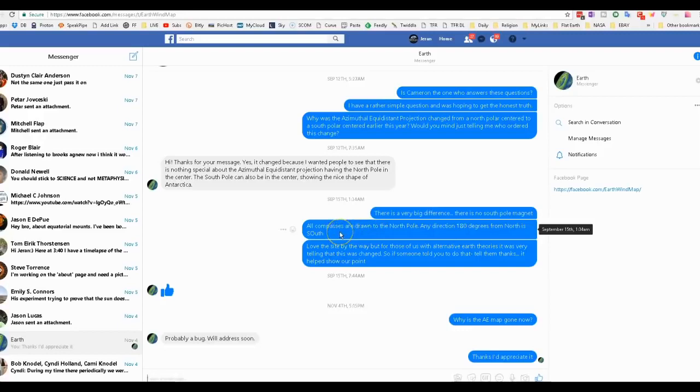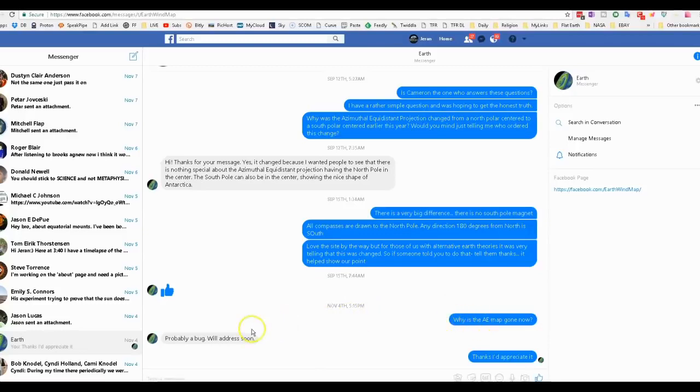Confused. So I said to him, there's a very big difference. There is no South Pole magnet. All compasses are drawn to the North Pole. Any direction 180 degrees from north is south. Love the site, by the way, but for those of us with alternative Earth theories, it was very telling that this was changed. So if someone told you to do that, tell them thanks. It helped show our point. He responded with a thumbs up.